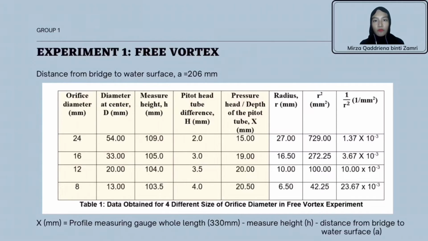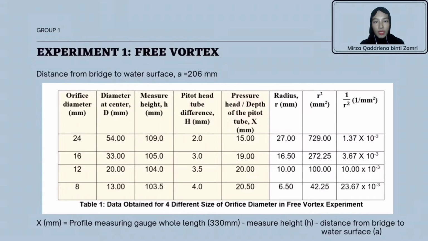In this experiment, 4 different sizes of orifice diameters, such as 8, 12, 16, and 24 millimeters, were used to calculate the velocity for each. From the experiment, the bigger size of orifice diameter will give a greater shape of vortex. This was because the vortex created depends on the diameter of the orifice.